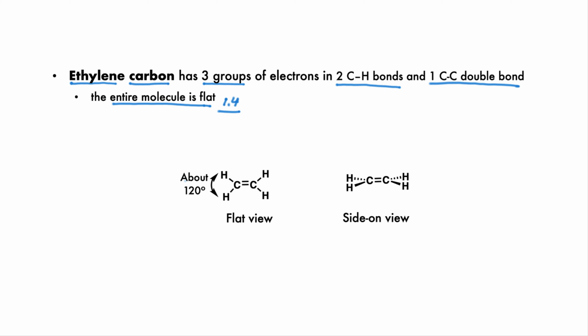The bond angles are not exactly 120 degrees because the attached groups are not all identical. You can accurately draw the molecule entirely in the plane of the paper or in a side-on view. Both of these representations are important to know.